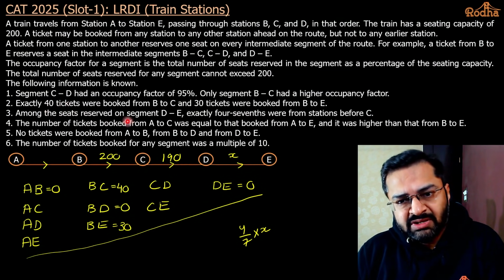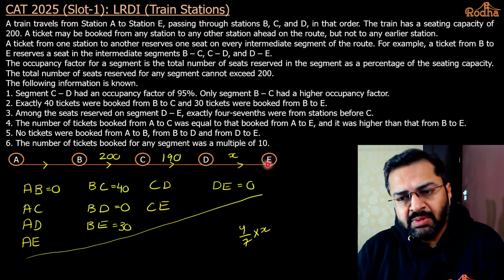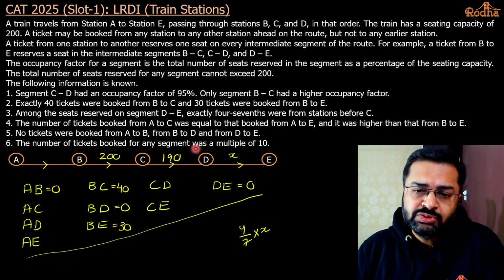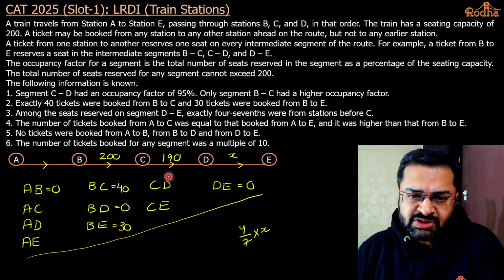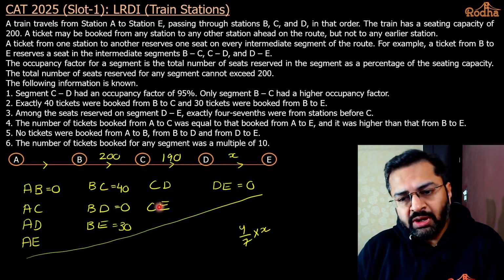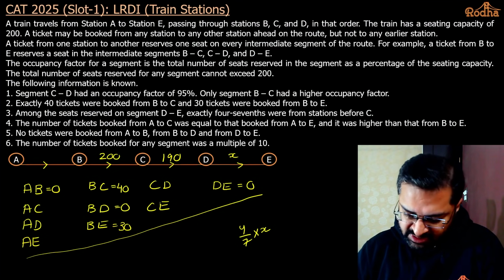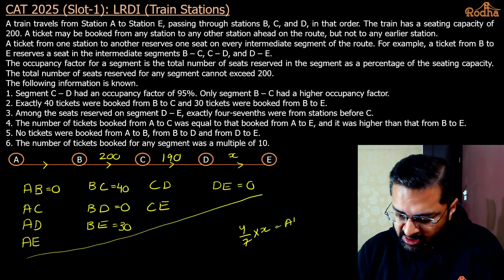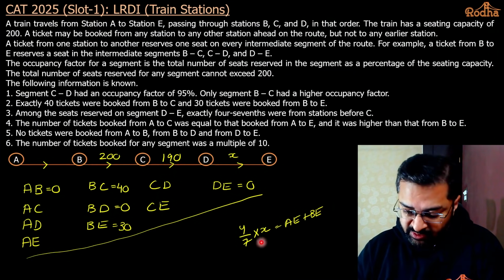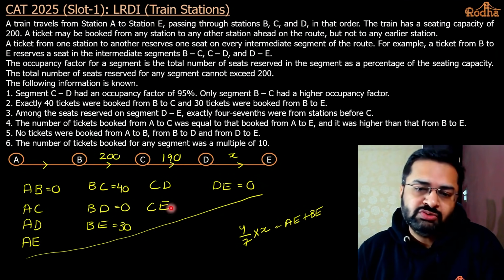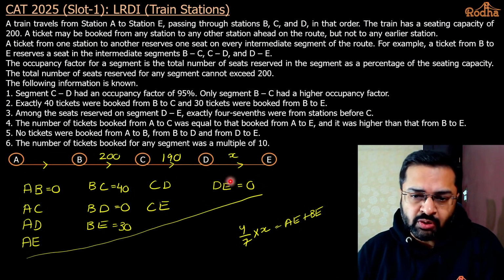Let's read it again. Among the seats reserved in segment D, let's say X seats are reserved. Exactly 4/7 were from stations before C. Now stations before C would not include C, E and D. So basically it's the sum of AE plus BE. This would be equal to AE plus BE. Right? And the rest would be CE plus DE. Now D is 0, so the rest would be CE. These are the four that we are talking about.